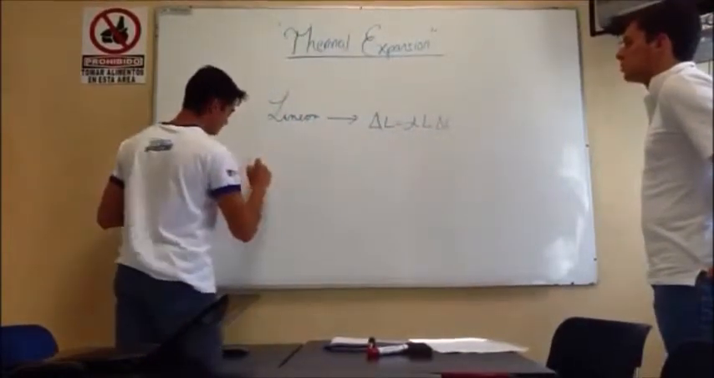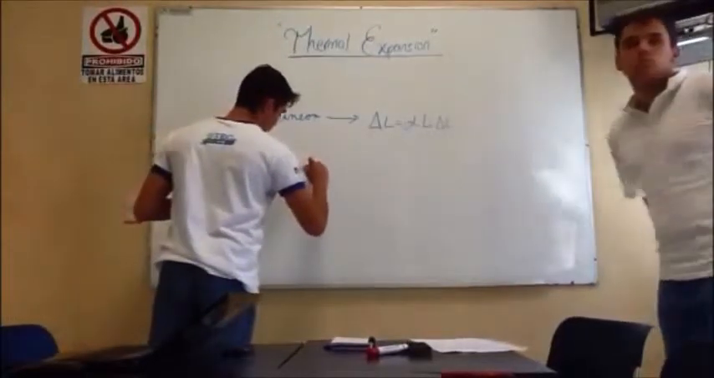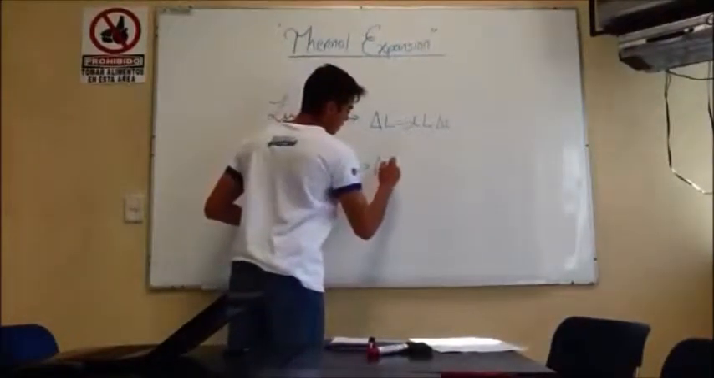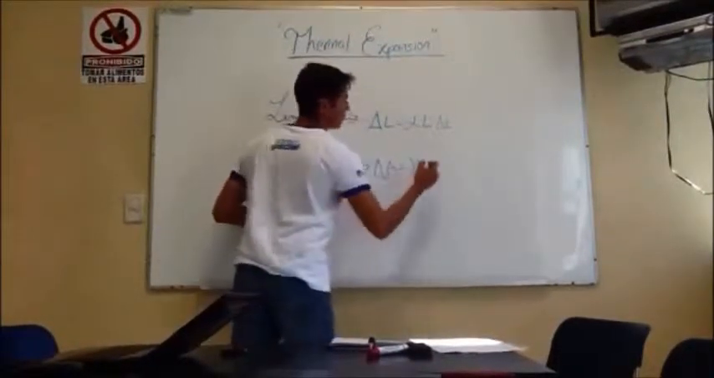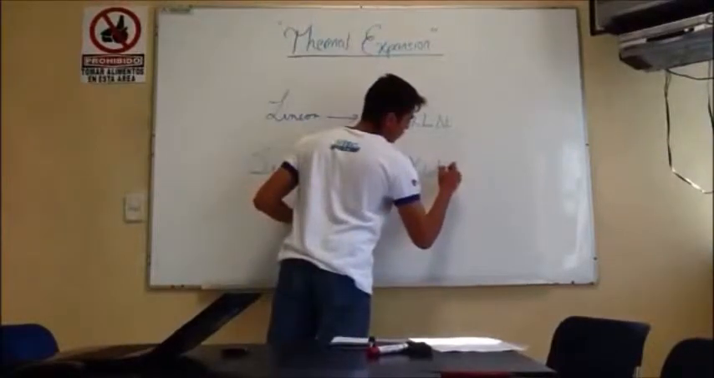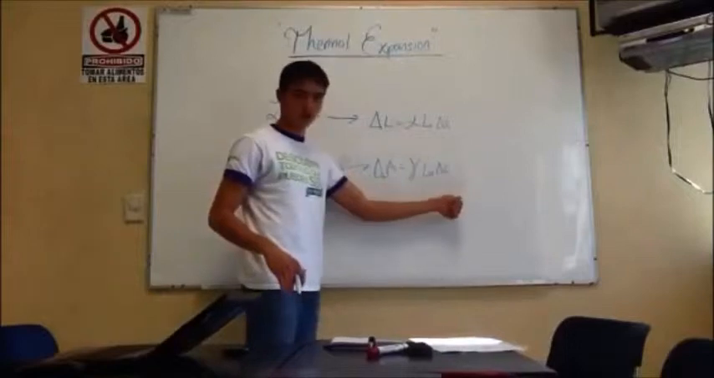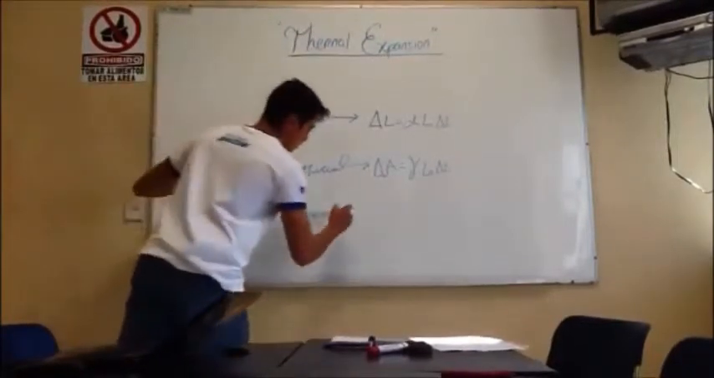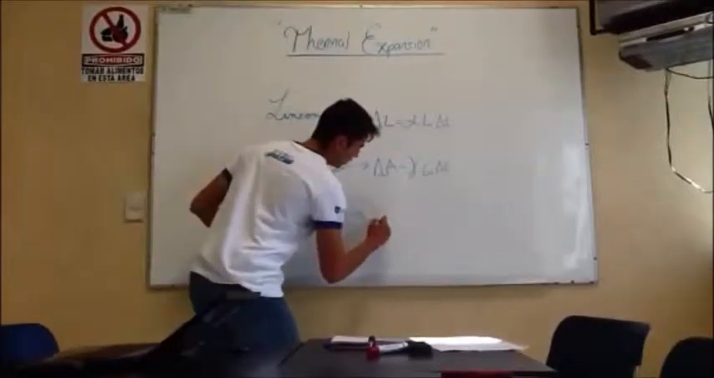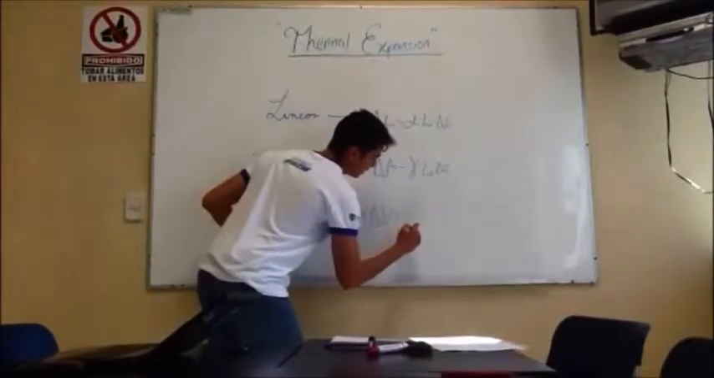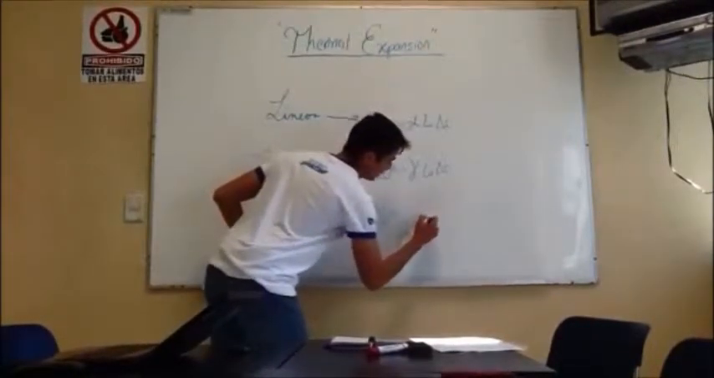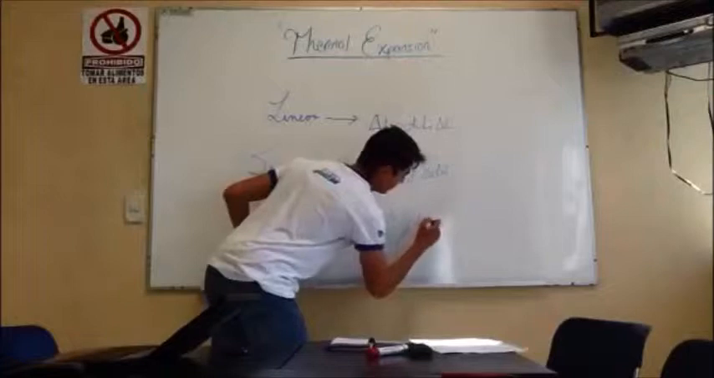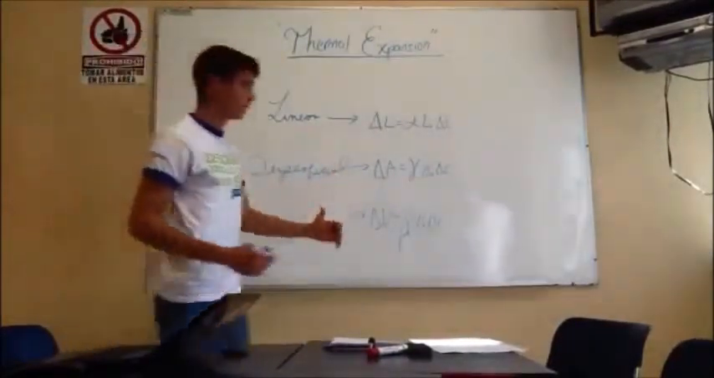Then we have the superficial thermal expansion. This one has to do with the area. So the change in area equals this coefficient times the initial area times the change in temperature. Then we have the volume expansion, which is the last type. Here the change in volume equals beta times the initial volume, times the change in temperature again.